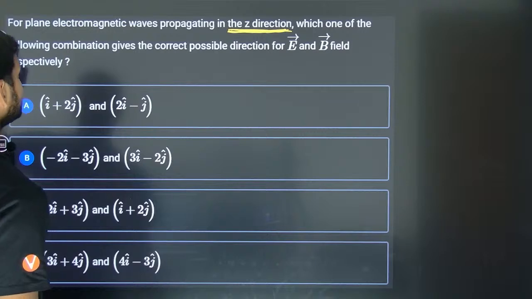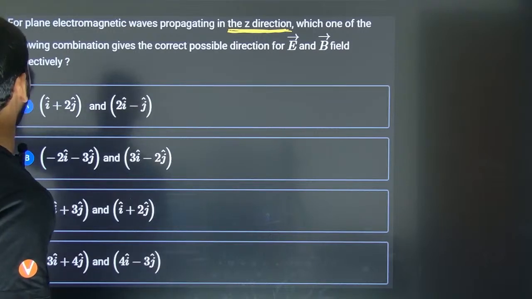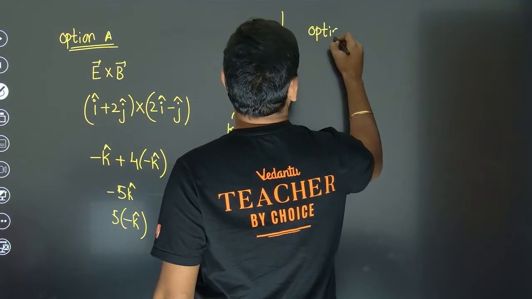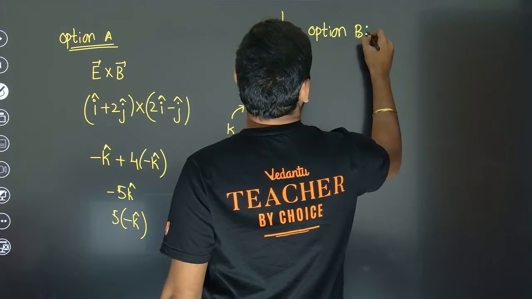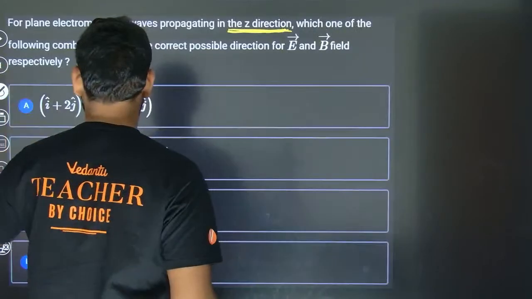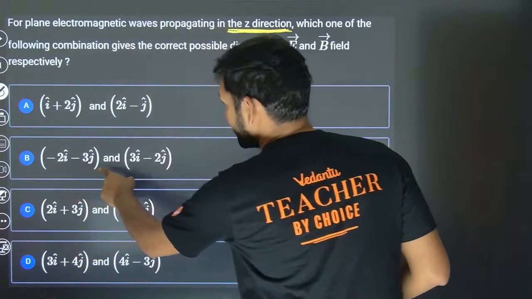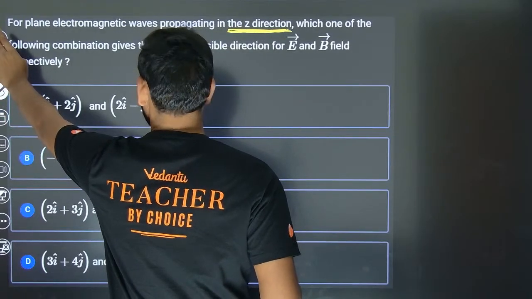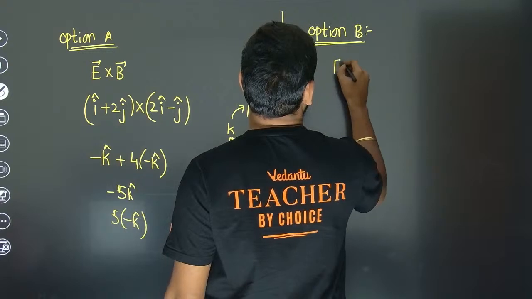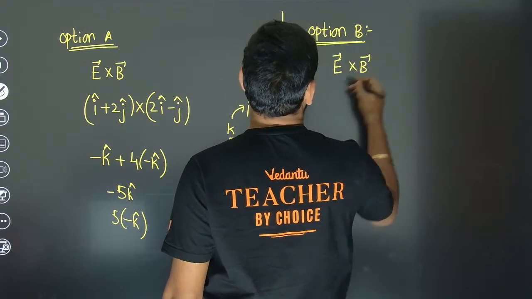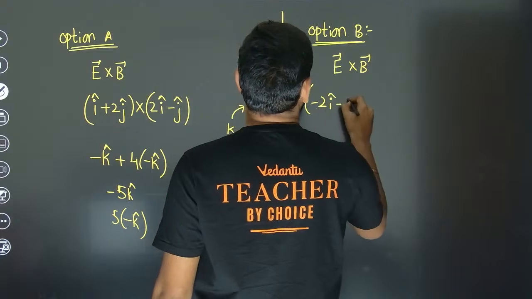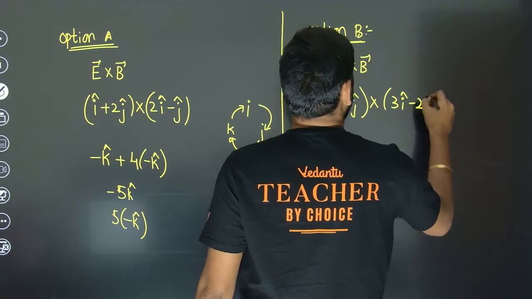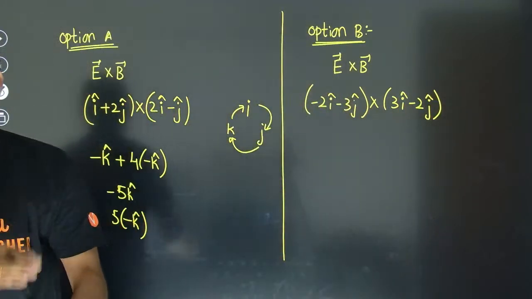Okay. Let us check for option B. So how about option B? In option B, we have minus 2i cap minus 3j cap and 3i cap minus 2j cap. So we are talking about E bar cross B bar. We have minus 2i cap minus 3j cap cross 3i cap minus 2j cap. Let us do this cross product and check whether we will get k cap or not.